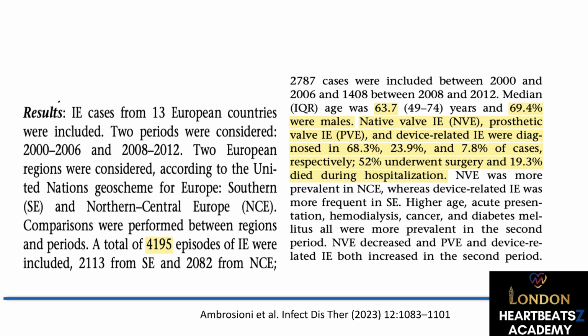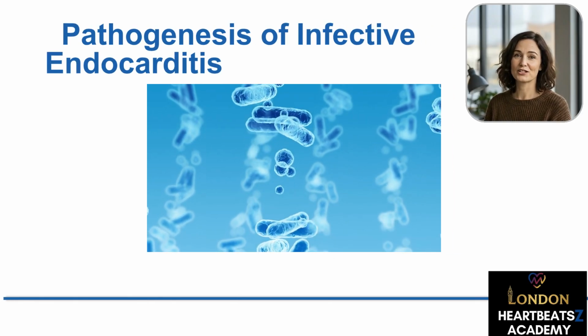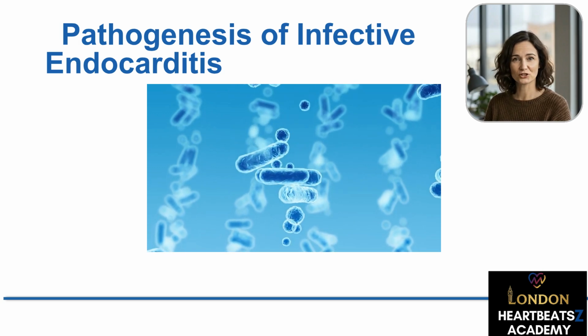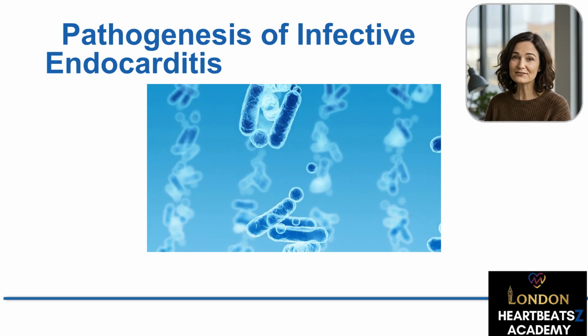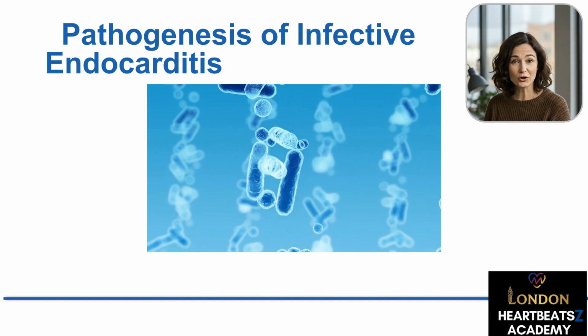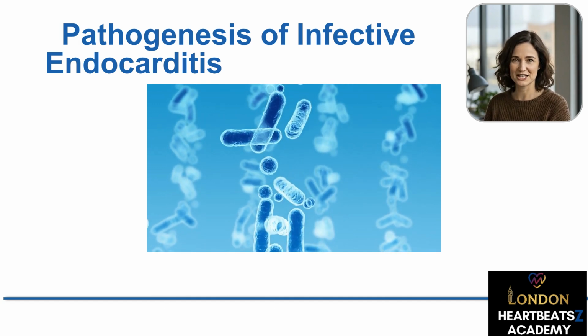The pathogenesis of infective endocarditis typically begins with endothelial damage, followed by the formation of platelet fibrin thrombi, which then allows for microorganism adherence and the development of local vegetation.